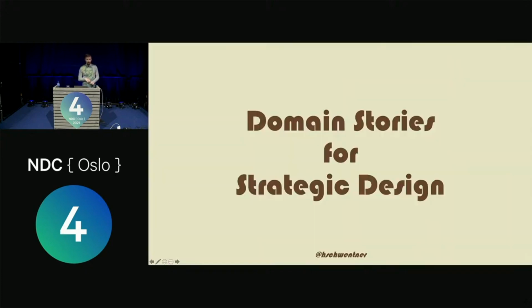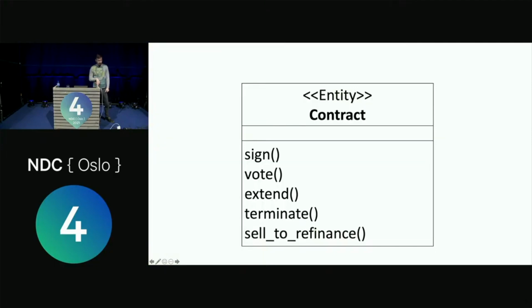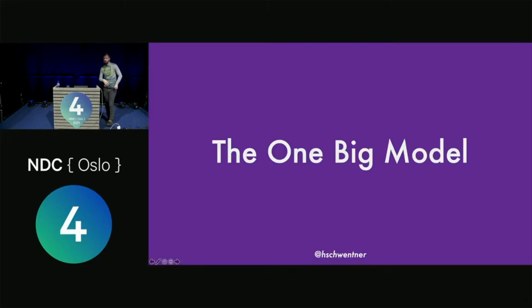But here we want to see how we can use it for splitting the monolith. And we already started with building the monolith because we did a good thing. We built a behavioral rich domain model. We have this class with domain specific methods, but this is not enough. Because what will happen when we go deeper into our domain, we will add functionality and functionality and functionality. So we won't only sign our contract, only vote our contract, but we will also extend it, we will terminate it, we will sell it to a refinancer, and you see our class, our domain model is growing. The one big model is growing, what we get there.